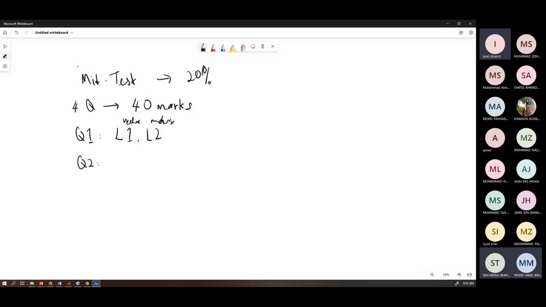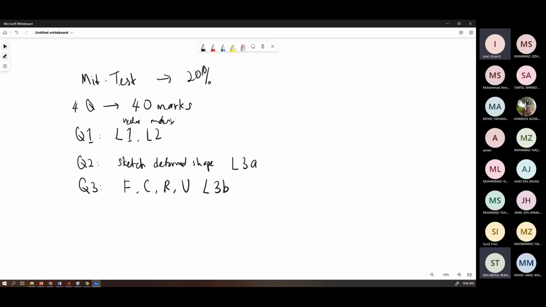And then question 2, I think, is about sketching the deformed shape. Saya tak berapa ingat, tapi you have to sketch a deformed shape. So you need to know how to find the new position and then sketch, dalam kertas lah. So you can try the exercise from last week's lecture, lecture 3A. And then question 3 is about finding F, C, R, U, like in this lecture. And then question number 4 is about what we learned just now, the velocity gradient, and then the rate of deformation and the vorticity.